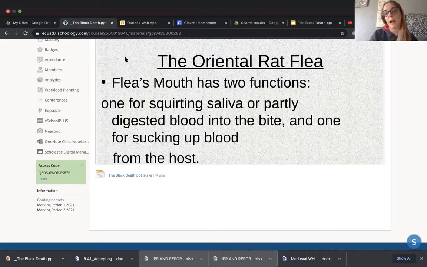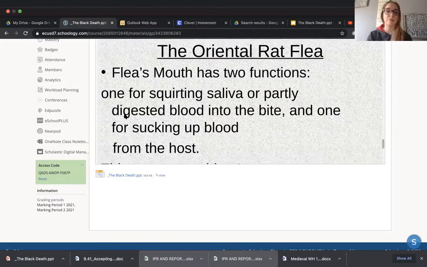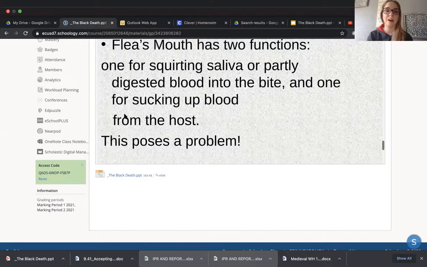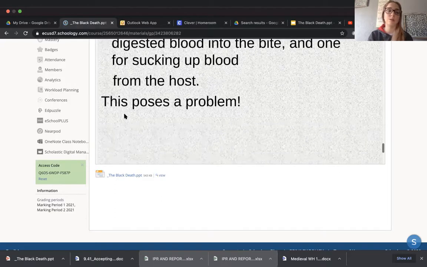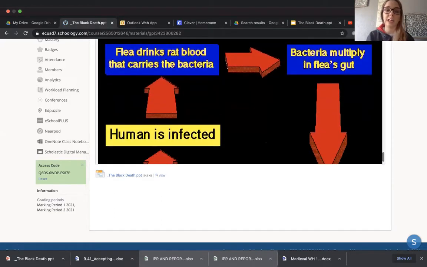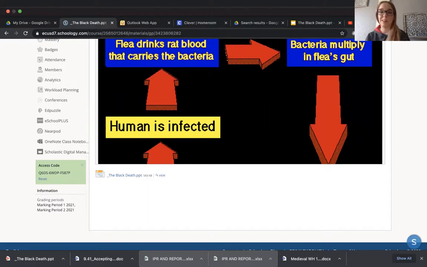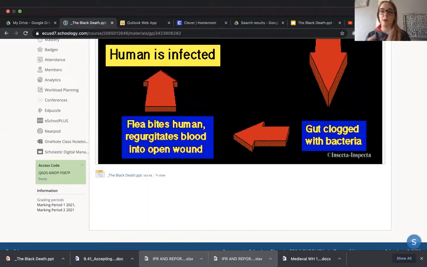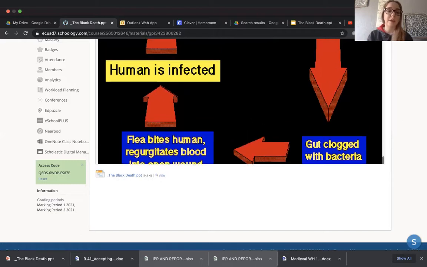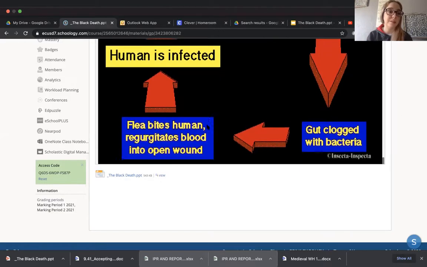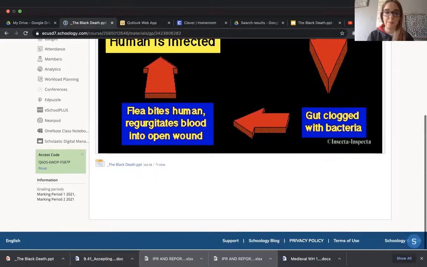The oriental rat flea. So fleas' mouths have two functions. They squirt saliva and partly digested blood into a bite, and then they also suck up blood from the host. So it created a pattern. So the fleas would drink rat blood that carried the bacteria. Bacteria would multiply within the flea's gut. The gut would clog with that bacteria, then bite a human. Human is then infected. Okay.